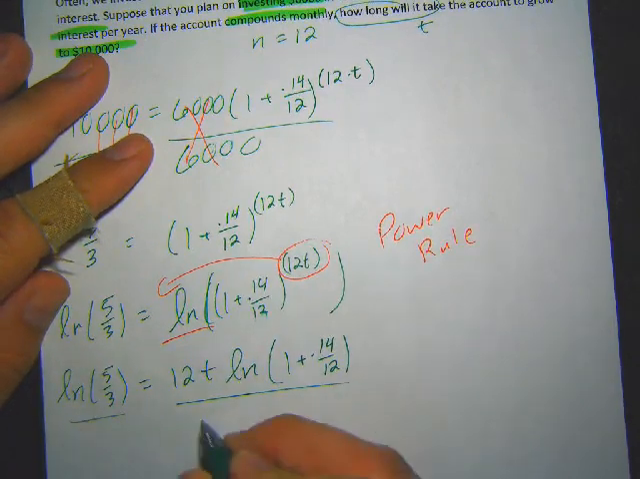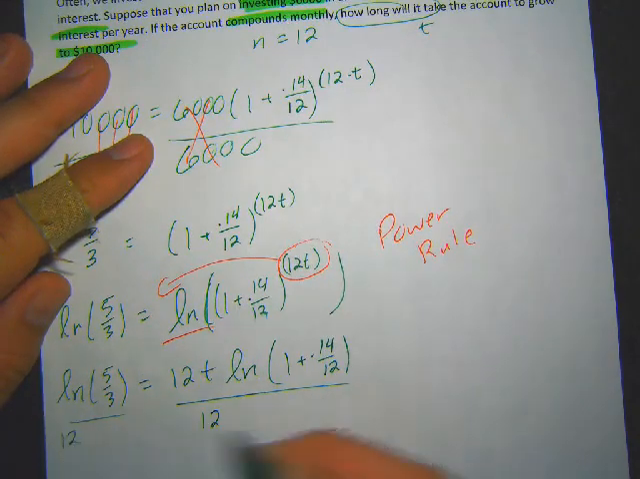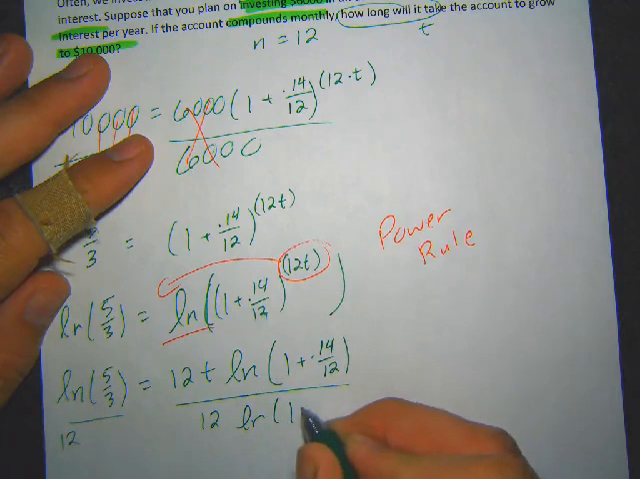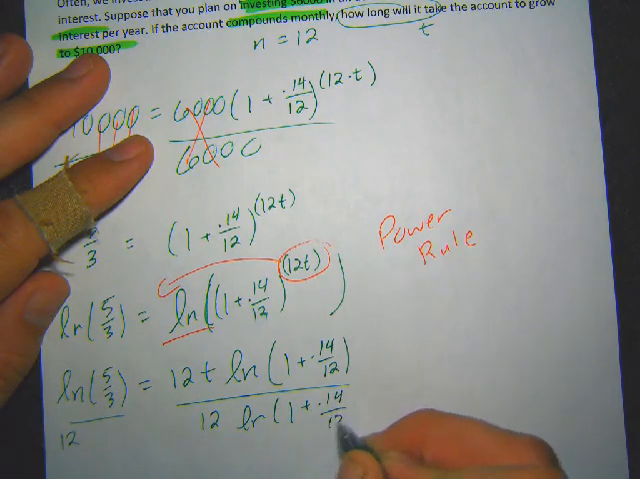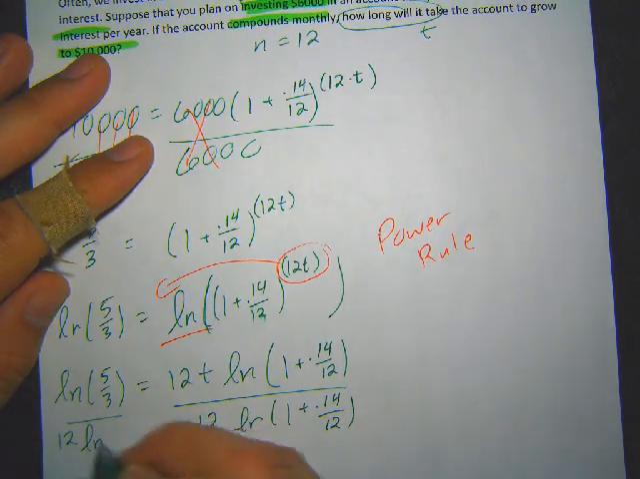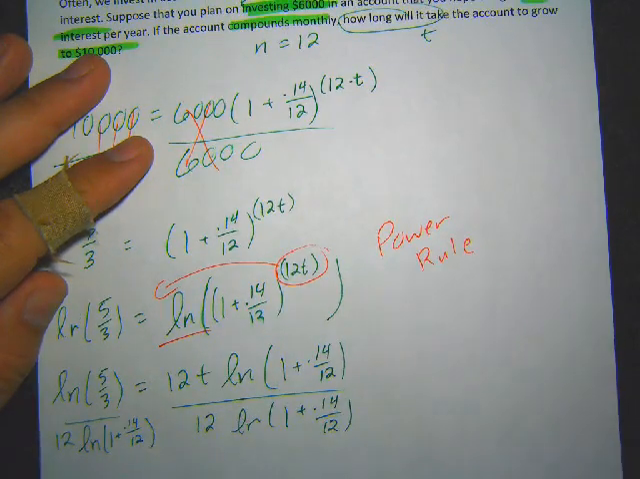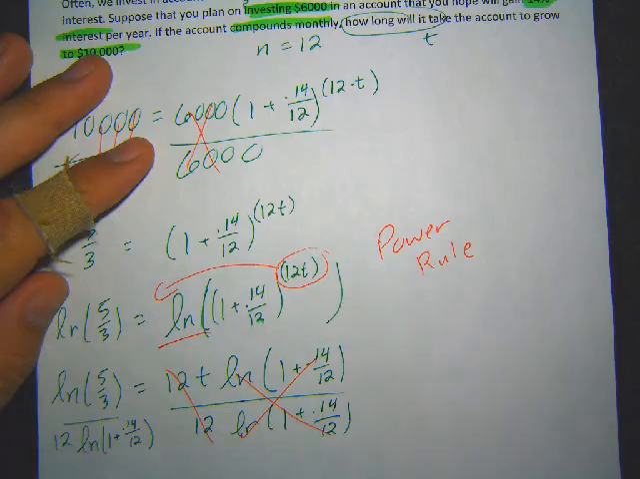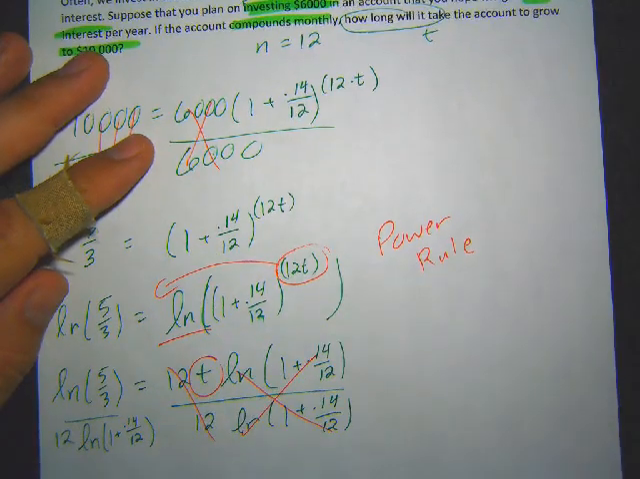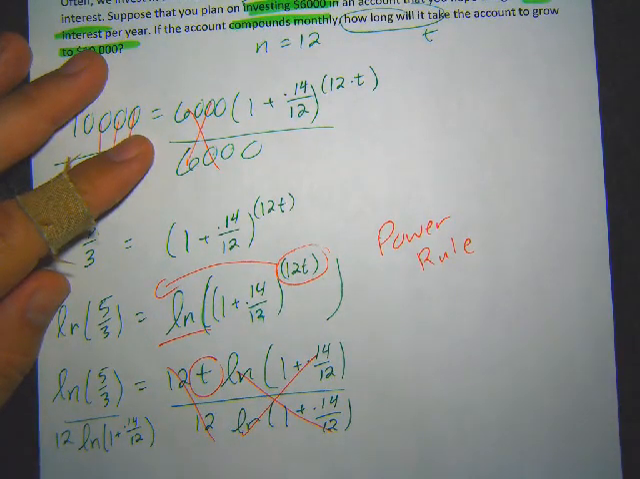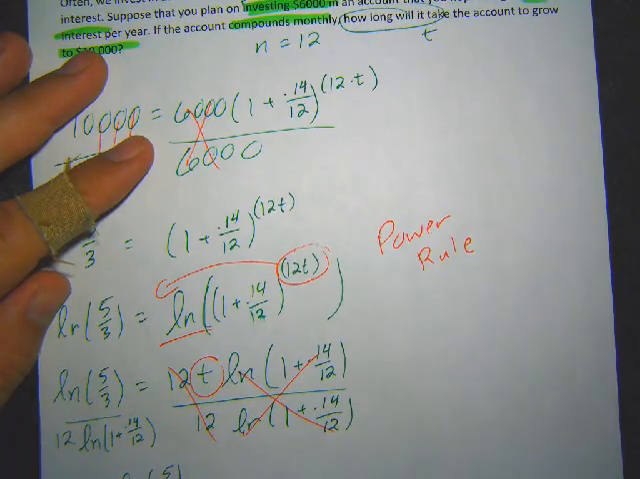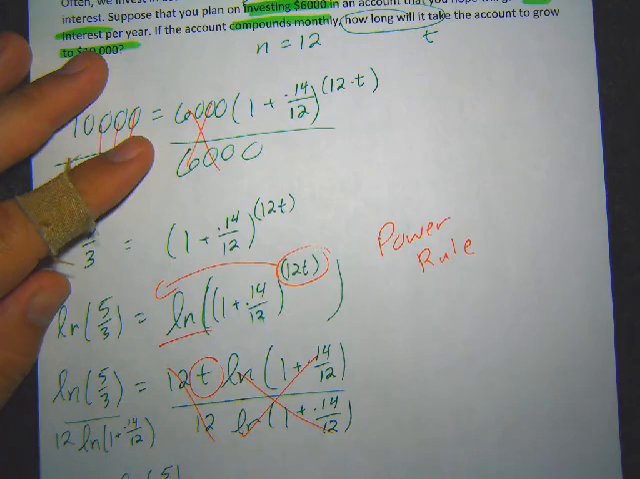So divide both sides by 12 times the natural log of 1 plus 0.14 over 12, that whole thing. So I want to get rid of that whole thing, 1 plus 0.14 over 12. So I got rid of the 12. I got rid of this natural log part. All I have left is the t. So I get t equals natural log of 5/3 over 12 times natural log 1 plus 0.14 over 12.